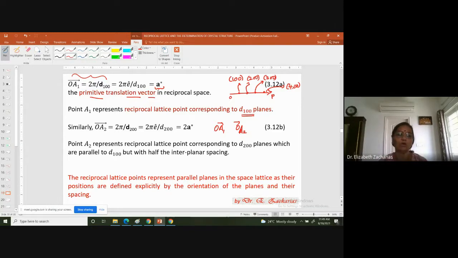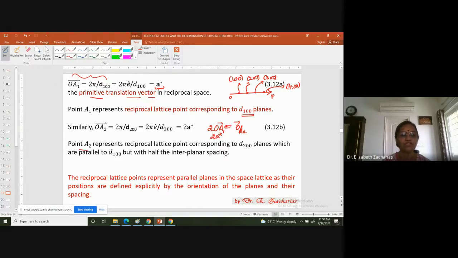OP is the normal. And if you see the relationship between OA1 and OA2, you find that 2 times OA1 is equal to OA2. Or we can say that it is 2 times A star.